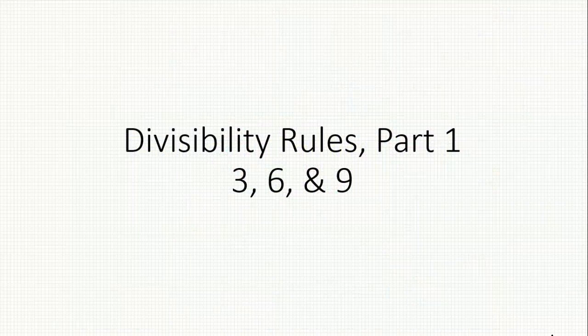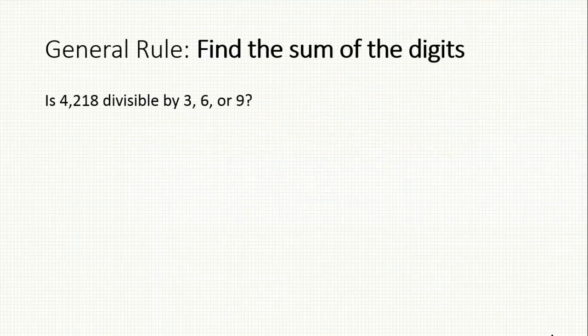Rules for 3, 6, and 9. When we talk about divisibility rules, we're trying to find a shortcut to discover whether a number is divisible by certain smaller numbers. In this case, I have an example. Is 4,218 divisible by 3, 6, or 9?